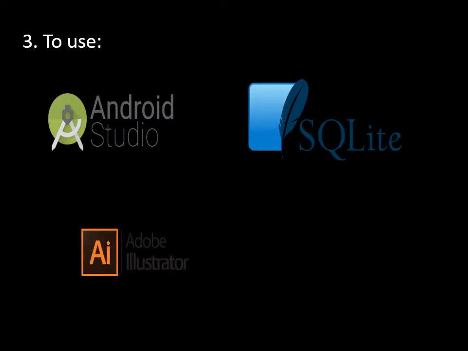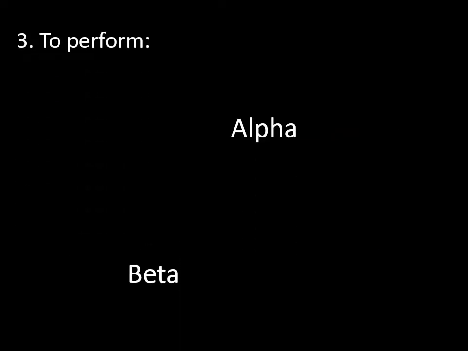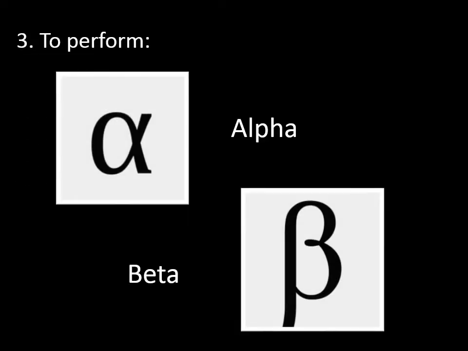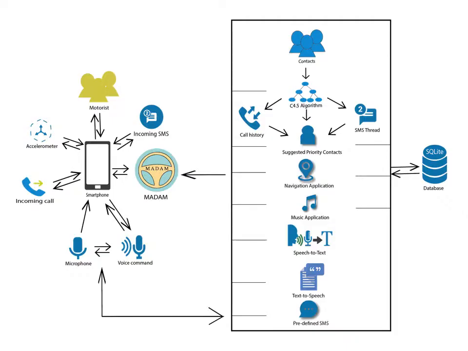To implement the C4.5 algorithm in generating suggested priority contacts to help the user in choosing contacts which may be important. To use Android Studio in developing the Android application, SQLite for the database, and Adobe Illustrator and Adobe Photoshop for editing images. To perform alpha and beta testing to test the application. To evaluate the Android application using ISO 9126.